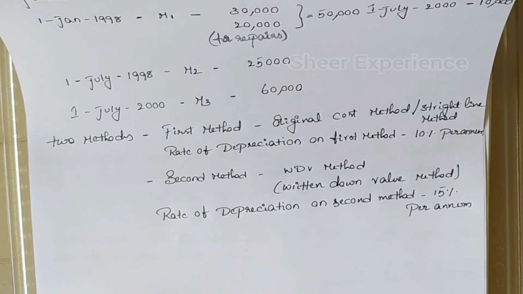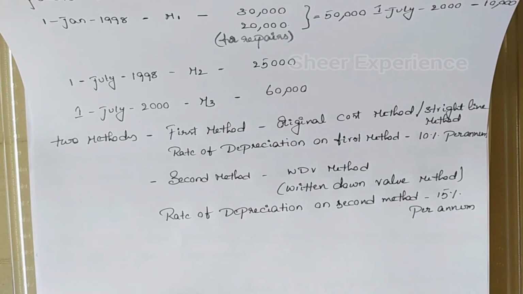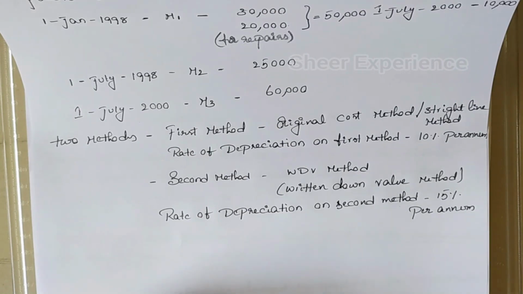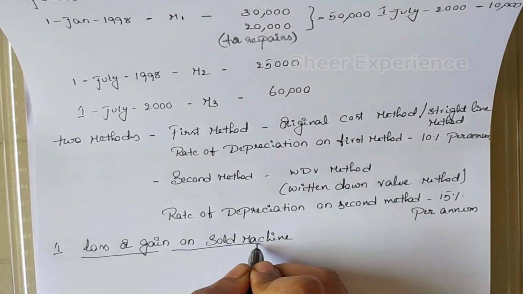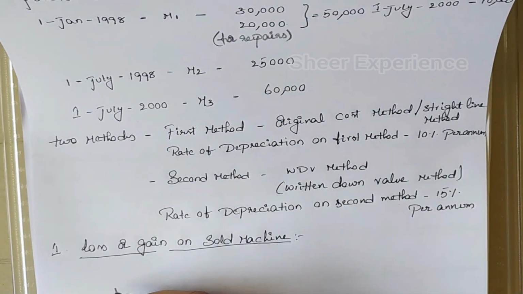And the second method is written down value method. For this method, the rate of depreciation is 15% per annum. We have 3 machines. Out of 3, 1 machine has been sold. So first we will calculate loss or gain on the sold machine.